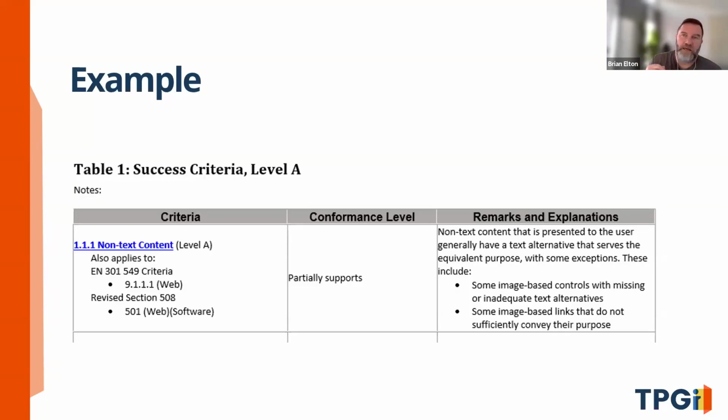And in my example here, I have a partially supports conformance level. And why is it partially supported? Well, I have some remarks and explanations, which say non-text content that is presented to the user generally has a text alternative that serves an equivalent purpose, which is what you want, with some exceptions. These include: some image-based controls are missing or have inadequate text alternatives. Some image-based links don't sufficiently convey their purpose.